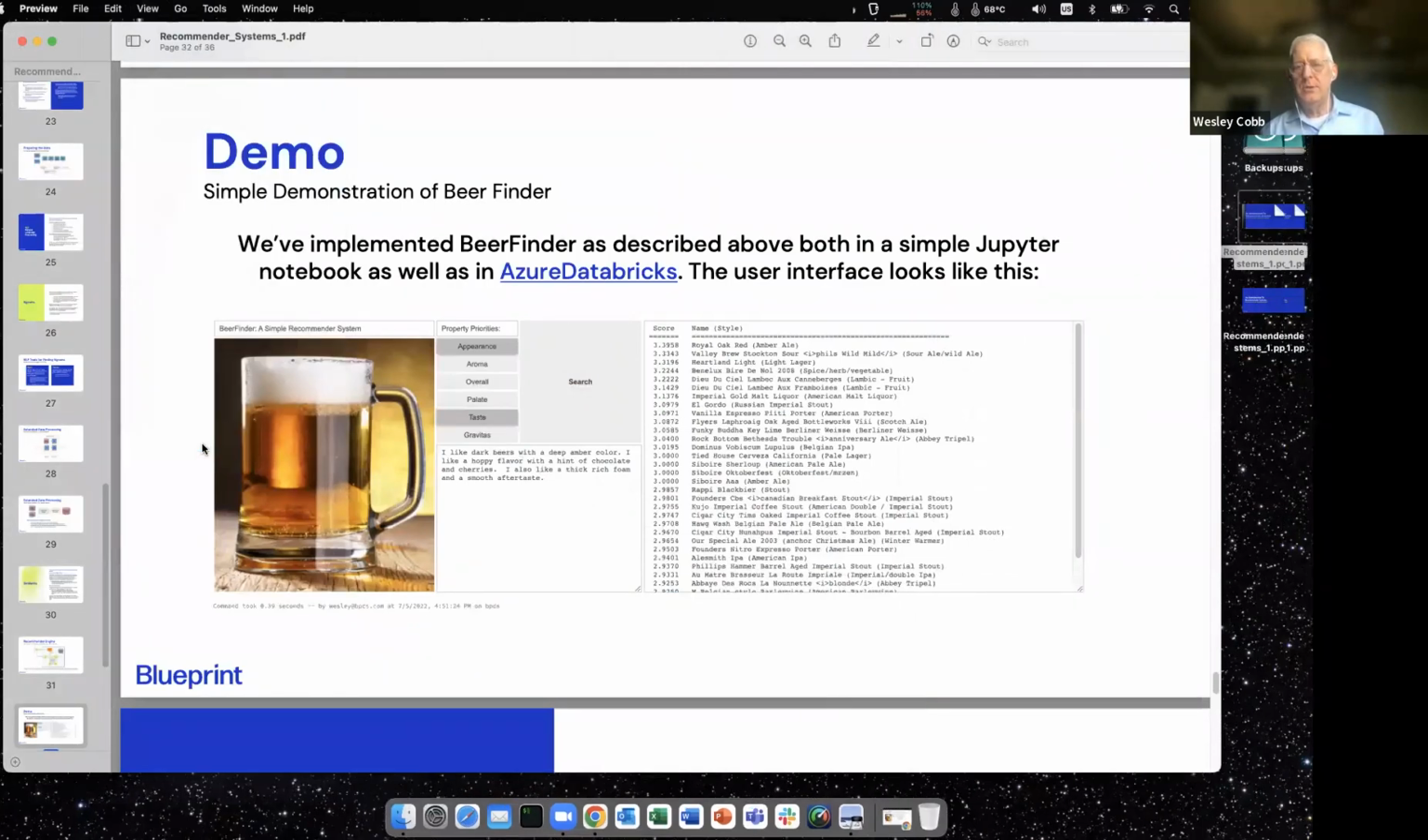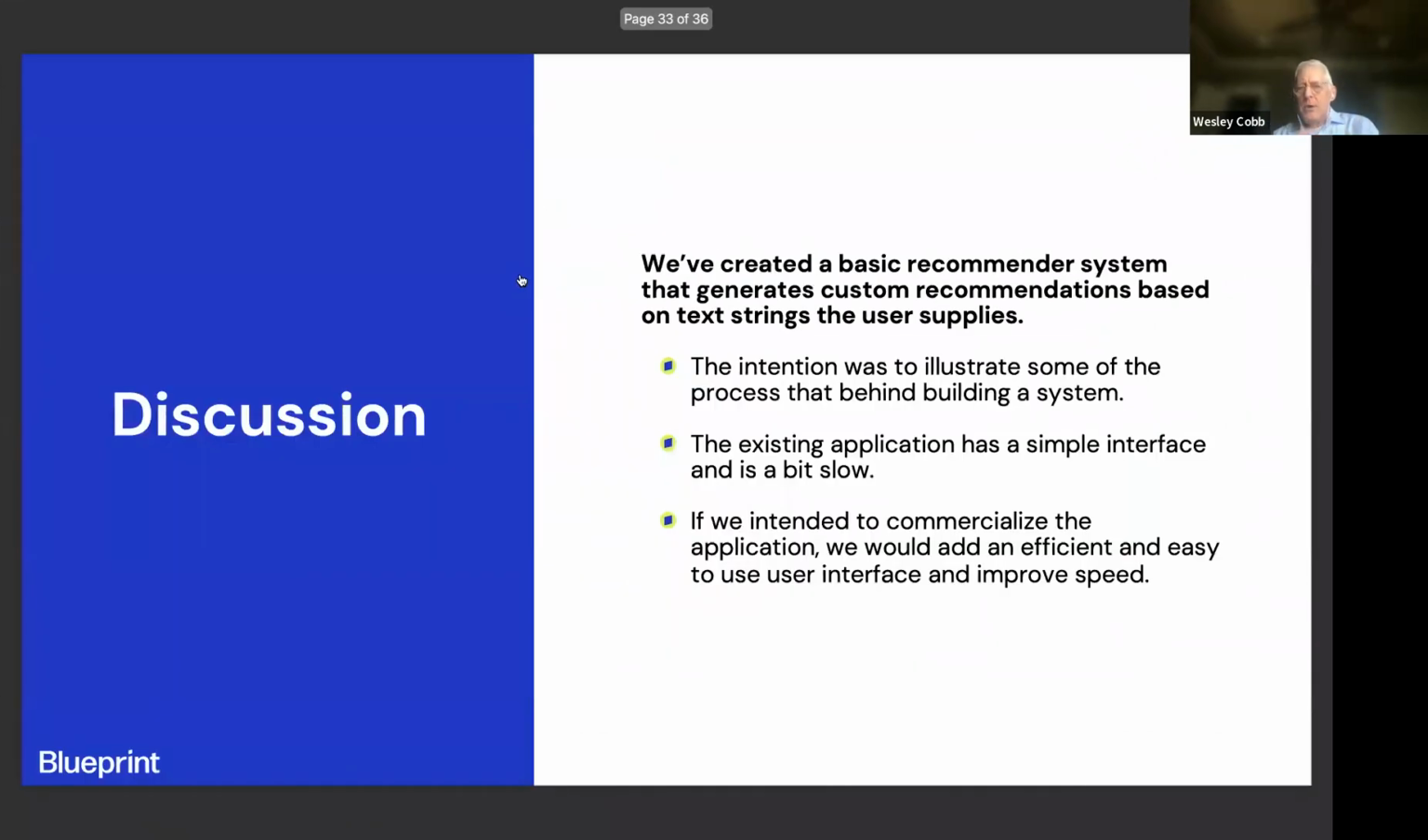There we go. Okay, so we created a basic recommender system that generates customer recommendations using text strings that the user supplies. The intention here was to basically show you how you might go about building one of these systems. It's a very simple user interface. We could make something much fancier than this if we wanted to, and it's kind of slow. And so what we would do if we were going to commercialize something like this is we'd add a much nicer user interface that was kind of sexy. And then we'd also work on improving the speed so that it was basically instantaneous to get an answer back.